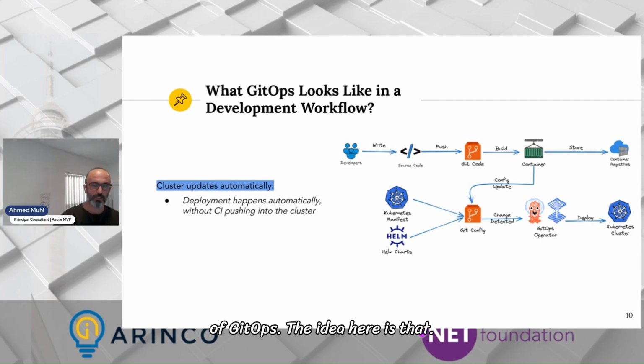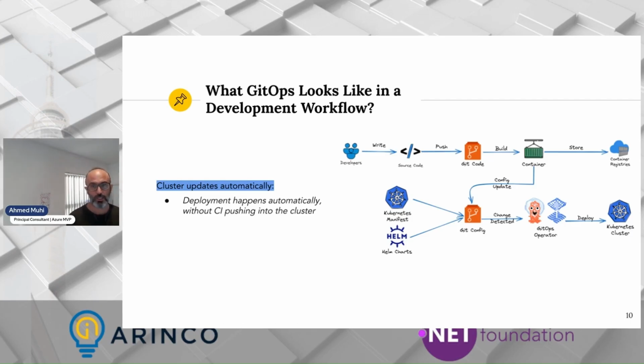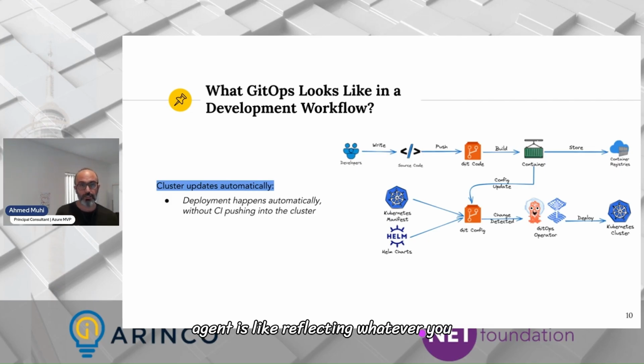The idea here is that you would use Git as the single source of truth. Your Git repository basically becomes your documentation. You're 100% sure that if there are no problems, the GitOps agent is reflecting whatever you have in your Git repository, so you don't need to second guess and ask whether what you have here is actually reflective of the cluster.